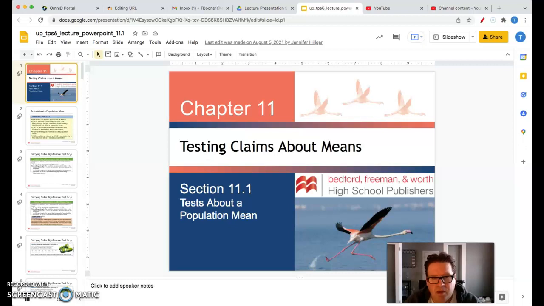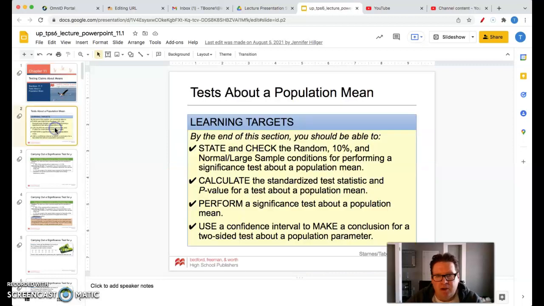All right, welcome back. We're here in Chapter 11, and we're going to be talking about testing claims about means this time. About the population mean. Again, we do have our learning targets here. Again, we're going to look at our three conditions that we're going to look at. A little twist on this one this time.